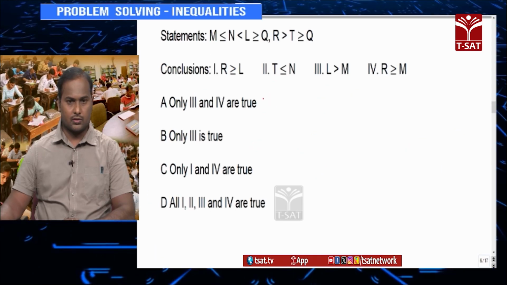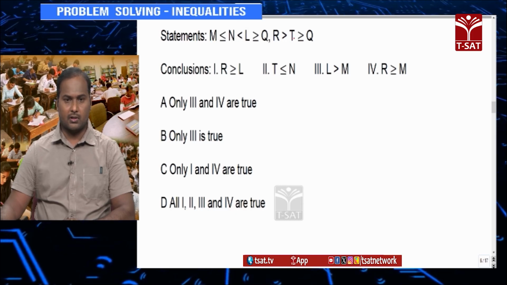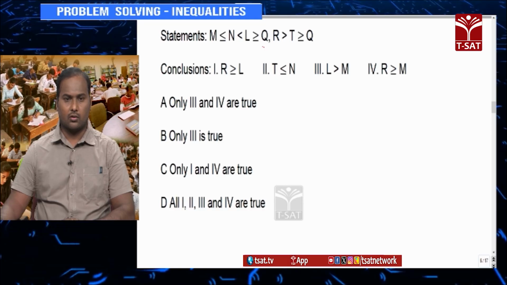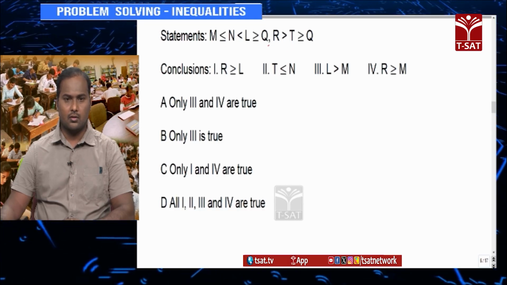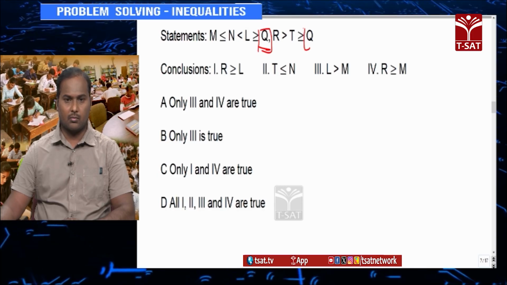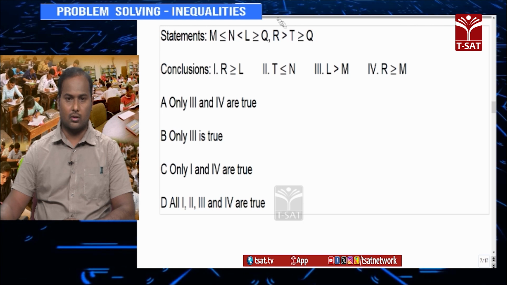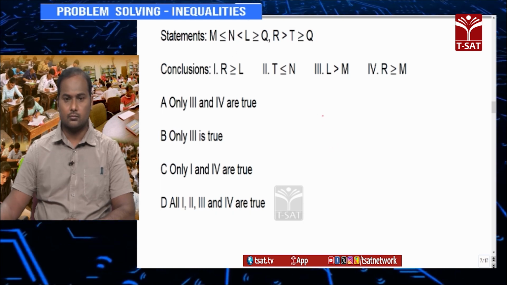See, in this particular question, there are two statements given. So whenever two statements are given, you convert the two statements into a single statement. To convert the two statements into a single statement, what is the first thing we need to do? Find out the common. What is the common here? Q is the common. Here also Q is the common. So by taking this common, you convert the two statements into a single statement.